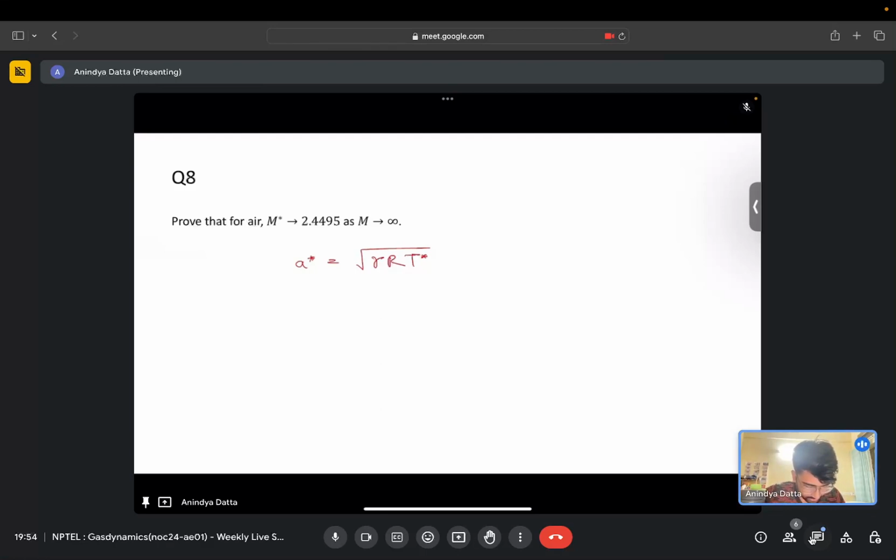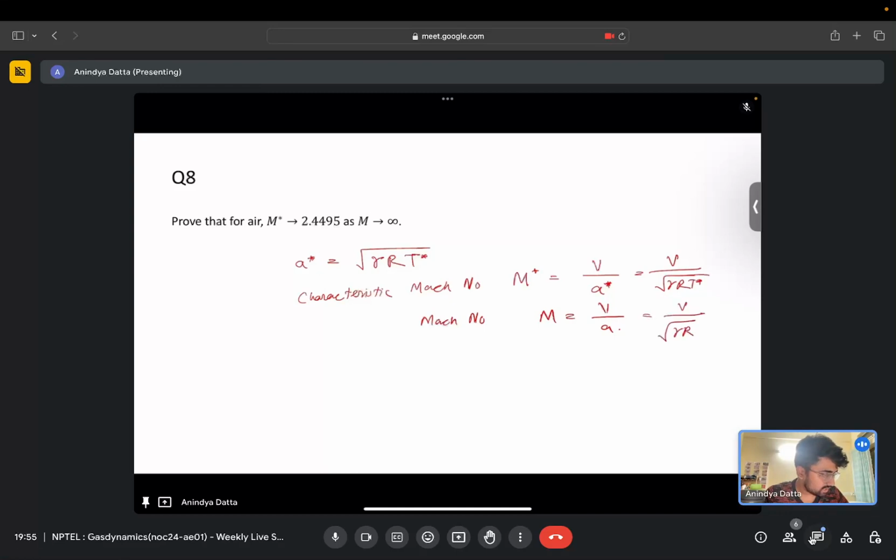If we do that, you get the characteristic Mach number, which is M star, which is velocity divided by this a star. Our normal Mach number is M equals V by a. So this is V by square root of gamma R T star, and this is V by the normal square root of gamma R T.